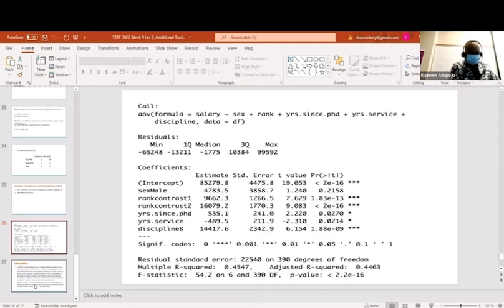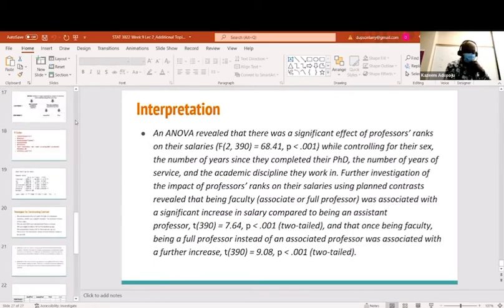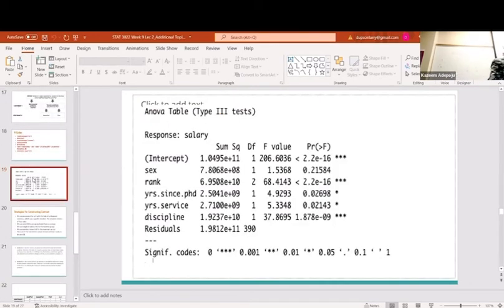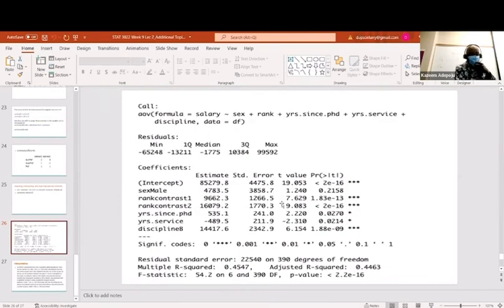Okay, so the interpretation of what we just did is this. I said on ANOVA review that there was a significant effect of professor rank on their salaries. This is the first one that I did, before we constructed the contrast, when I was looking at the effect of rank. Now when I also put contrast into consideration, you can see that the 2 contrasts tested are actually significant.